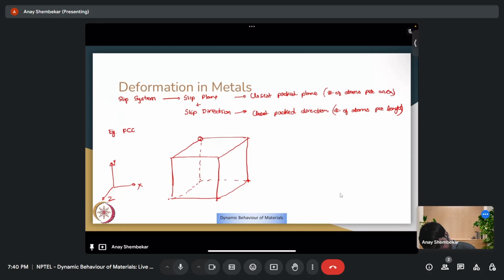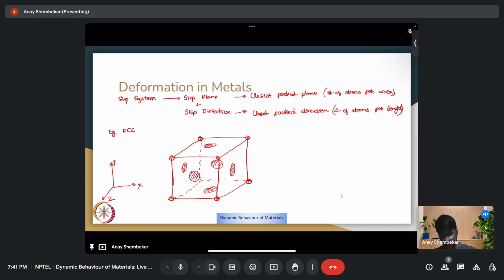So I have an atom here on the cube. I also have atoms here on the planes. Similarly, we can draw atoms on the inside planes. So we have 8 atoms at the corners and 6 at the centers of the faces.